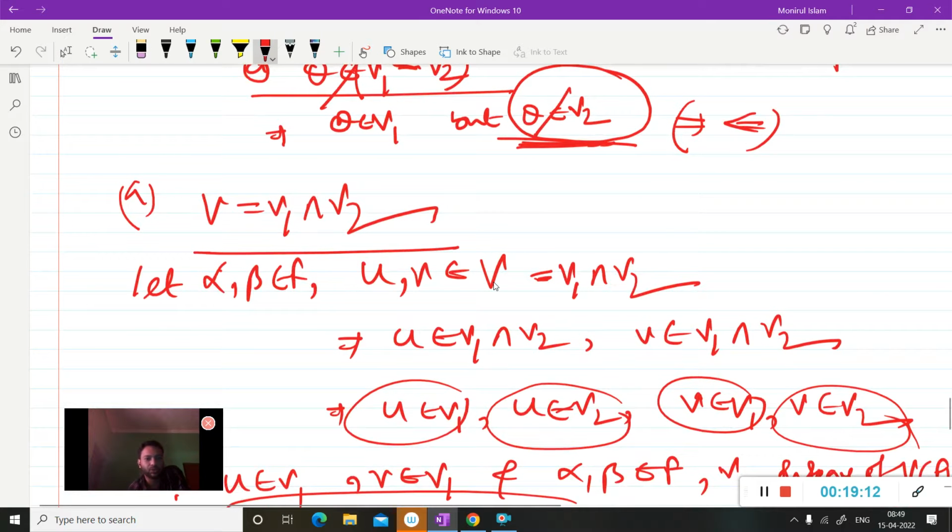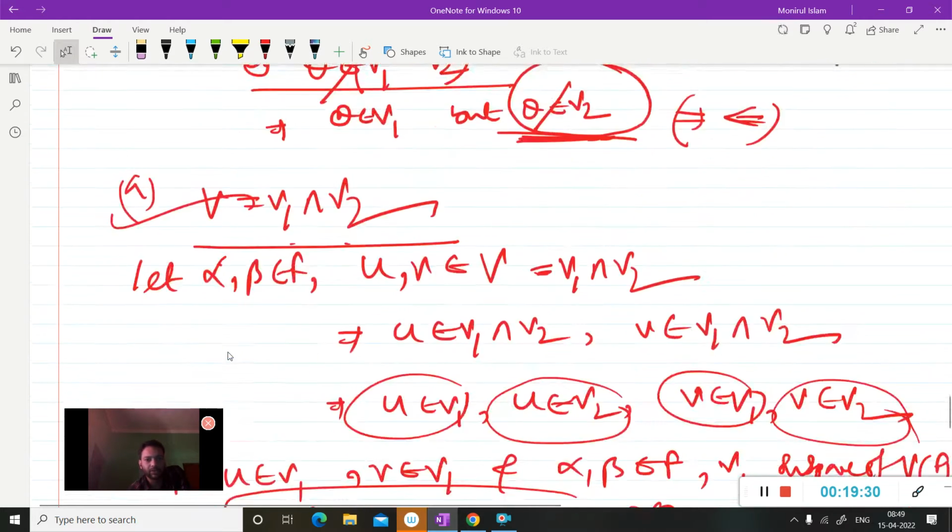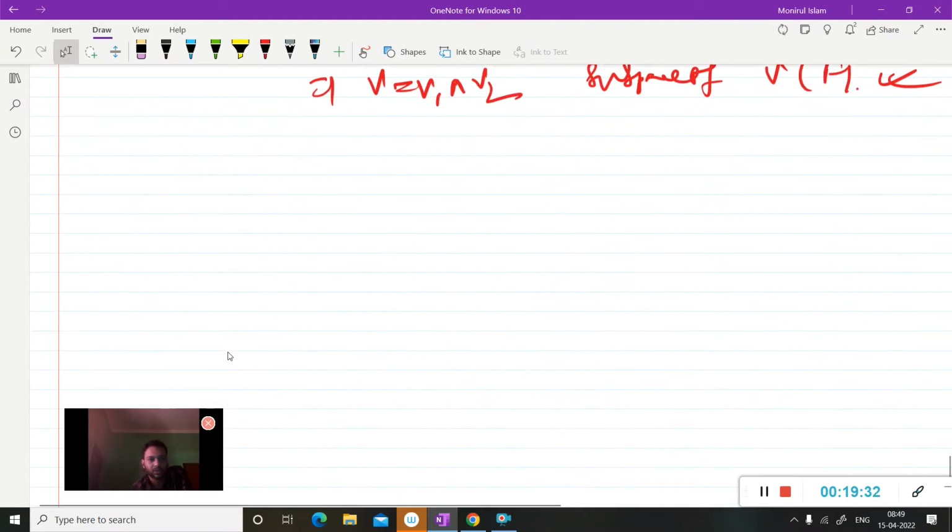I proved it for two subspaces, V1 and V2. You can prove it for V1, V2 and V3 as well. So if Wi is a subspace, then I have told you the intersection of any collection of subspaces is a subspace. Now the linear sum of subspaces. How to prove this? You can also prove this.